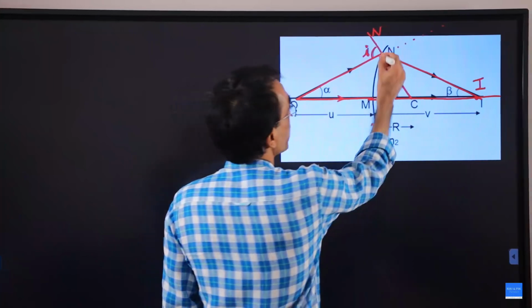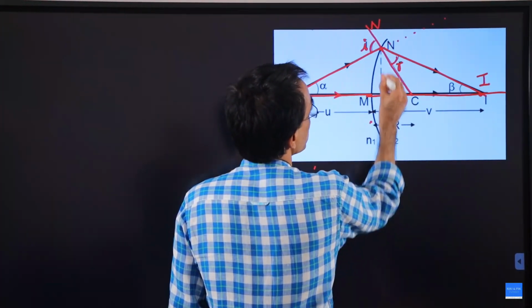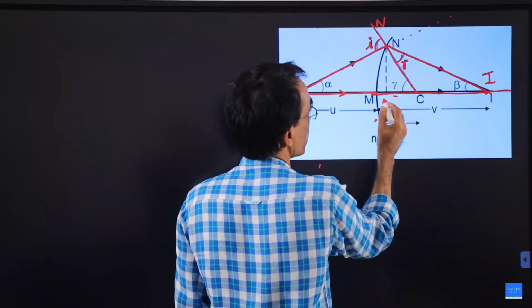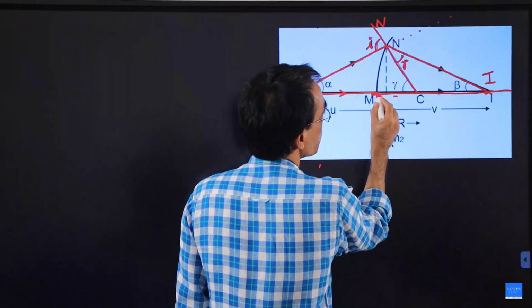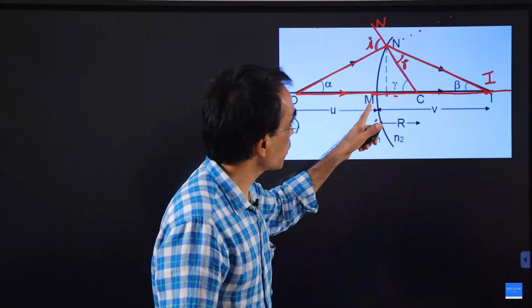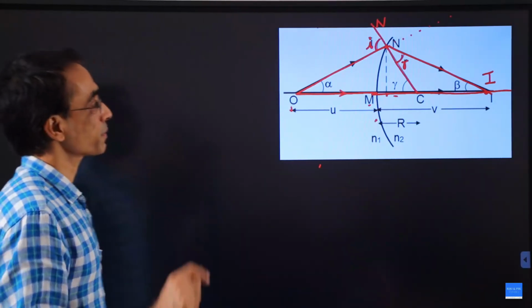Now drop a perpendicular from N to the principal axis. This is a perpendicular, but I say this gives you a triangle, but these 2 points are very close. So always I use this point equal to M, because that is negligible.